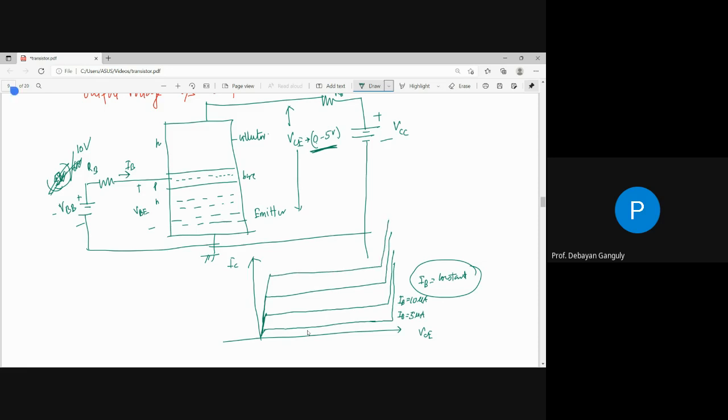Output curve should be like that. Say this is for IB when it is 20 microampere, and here the IB is say 30 microampere, it should be like that.